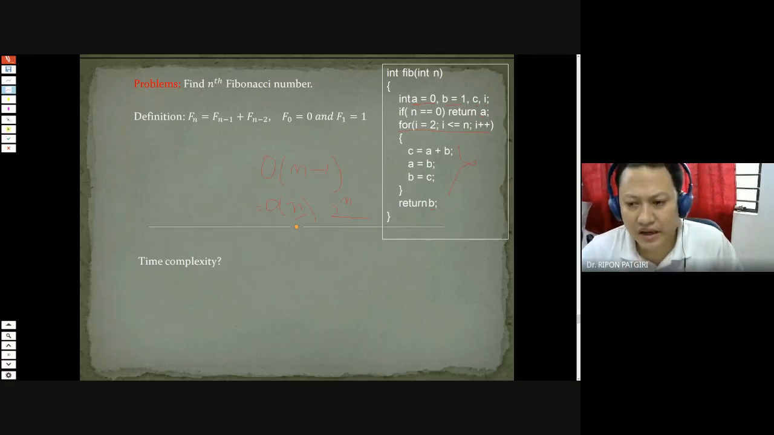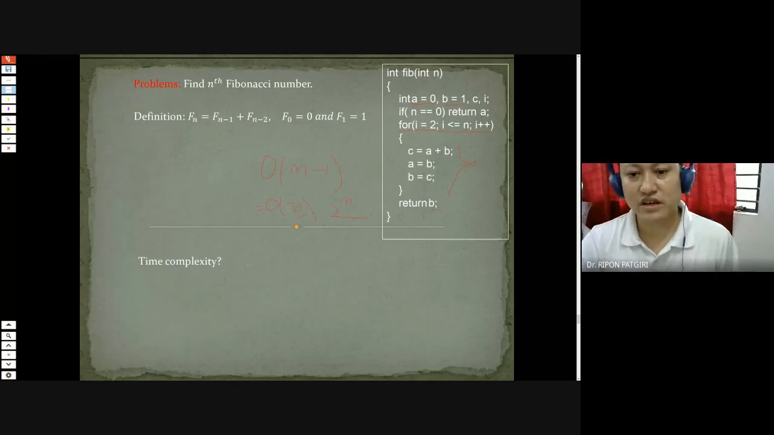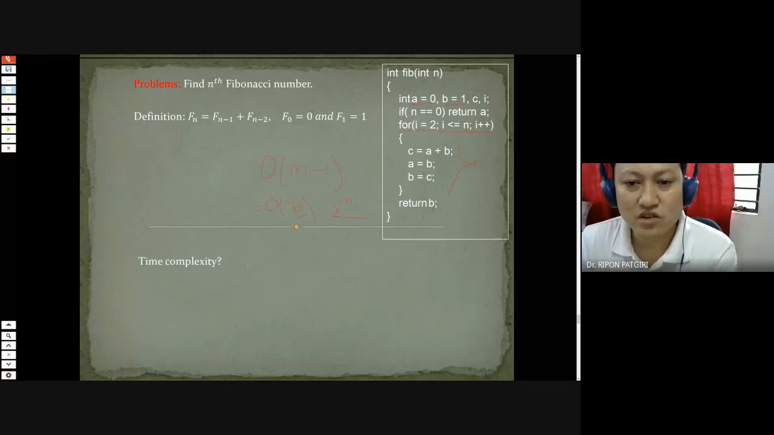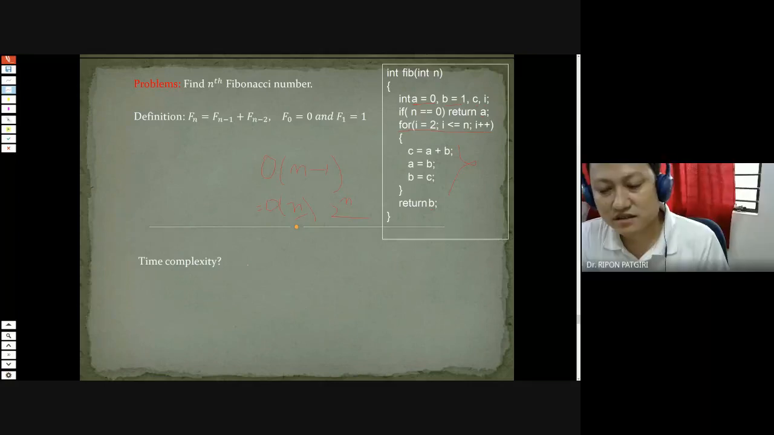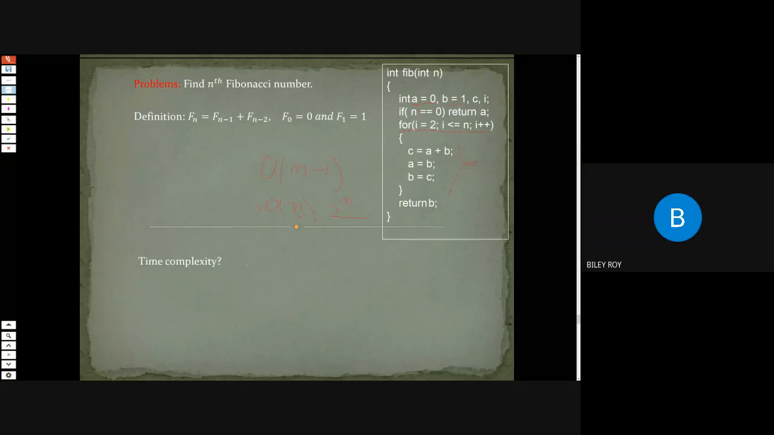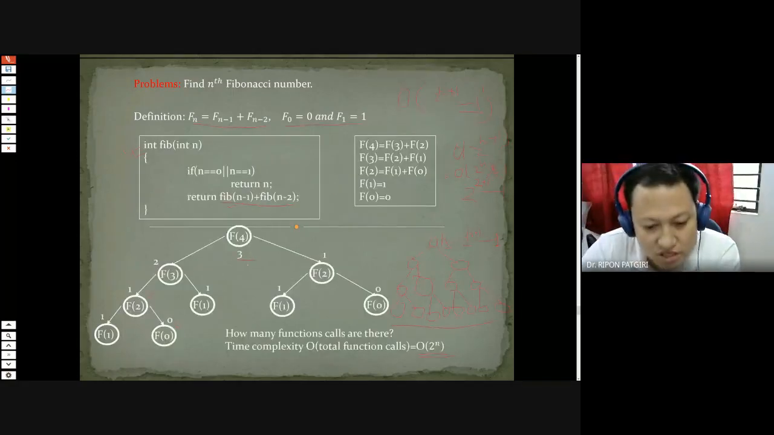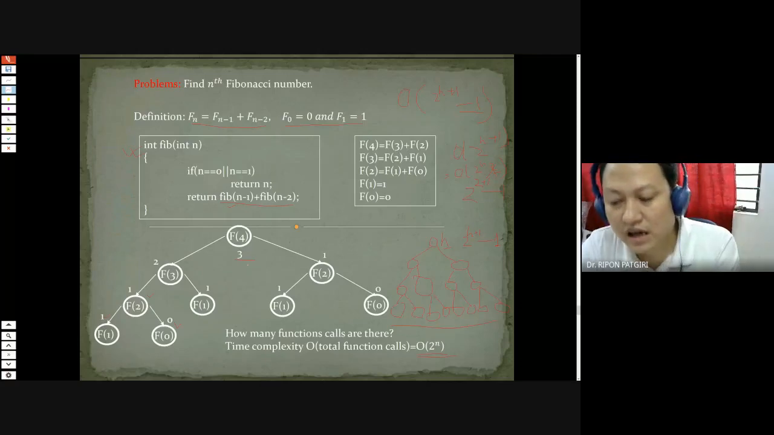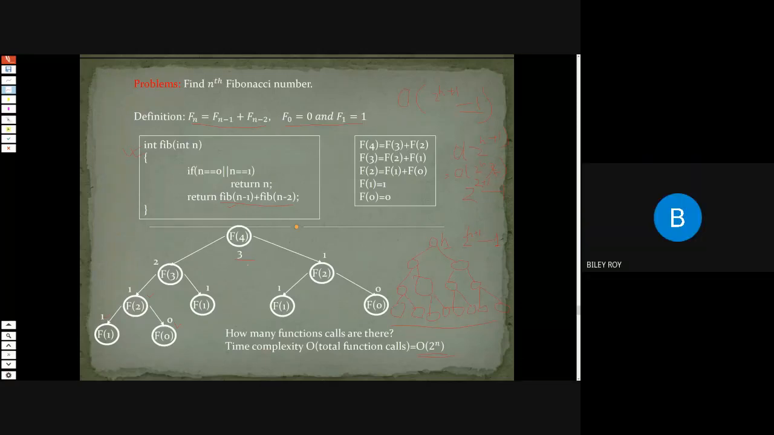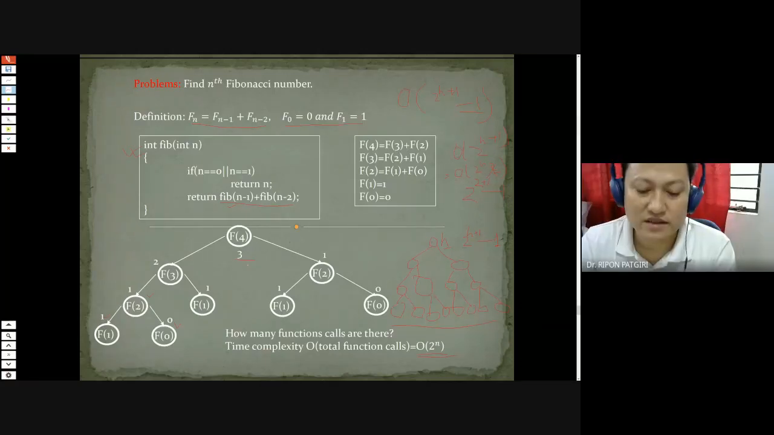Now, can we improve this solution also? Because it takes big O of n time complexity. Excuse me, sir. Yes. Sir, what is the space complexity of the recursive algorithm? Is it big O of n due to the stack function calls? Of the recursive algorithm. Yes.